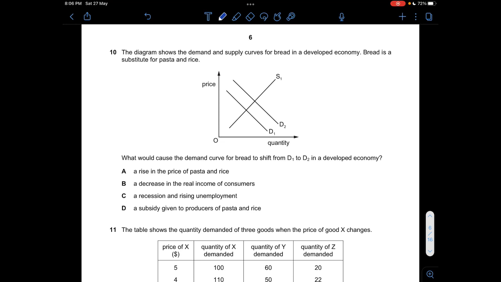The reason why there will be a shift would be because, as you can see here, it says that bread is a substitute for pasta and rice. An increase in demand could be from a few reasons. The main one would be that the other substitutes are more expensive. So A, it says a rise in the price of pasta and rice, which is correct. Let's look at the 3 other options.